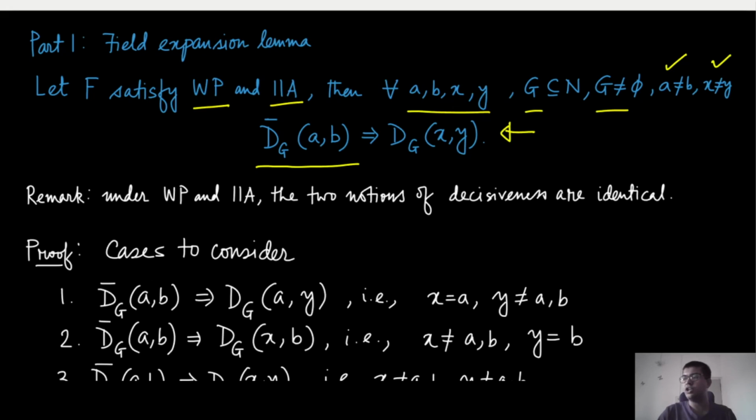It is saying that if a group is not even decisive, but only almost decisive, which is a weaker notion, over any two alternatives A and B, then you can have decisiveness over all possible other alternatives X comma Y. The only condition is that A should not be equal to B and X should not be equal to Y. Let me also remark that even though decisiveness is a stronger property than almost decisiveness, this field expansion lemma is saying that under weak Pareto and independence of irrelevant alternatives, these two notions are identical, because you can also replace X and Y with A and B itself, and it says that almost decisive in this case is also giving you decisiveness.